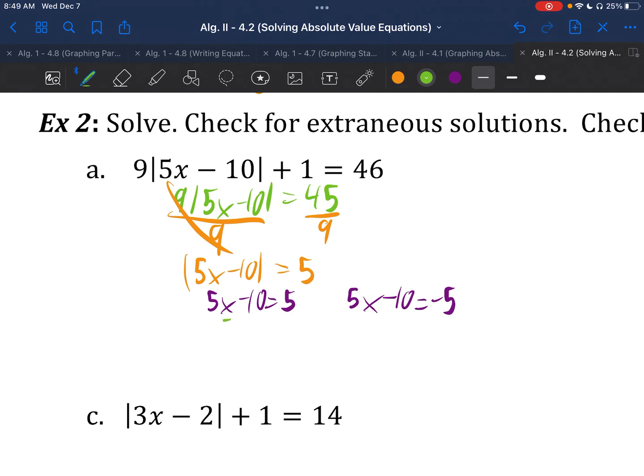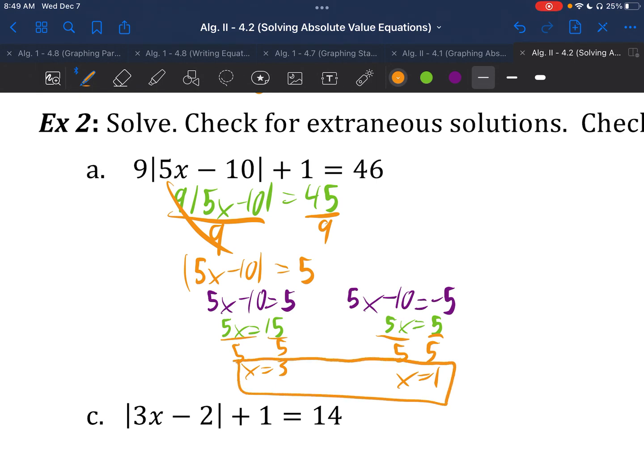And now we solve these two equations like we normally would, just some two-steppers, where in each equation you add 10, you get 5x equals 15, and 5x equals 5. Then you divide by 5, get x equals 3, x equals 1. And we're not asked to graph it this time. So these are the answers.